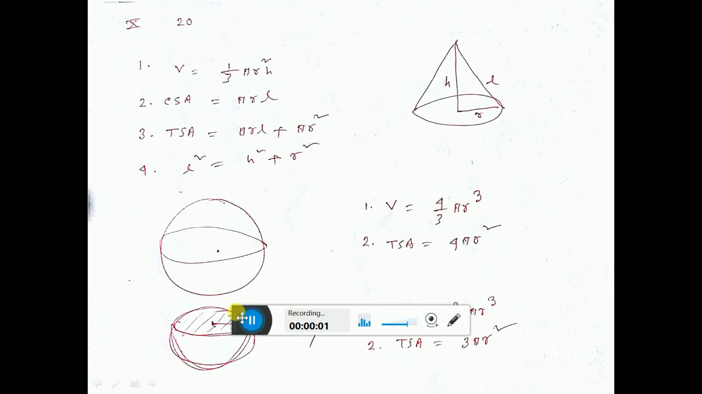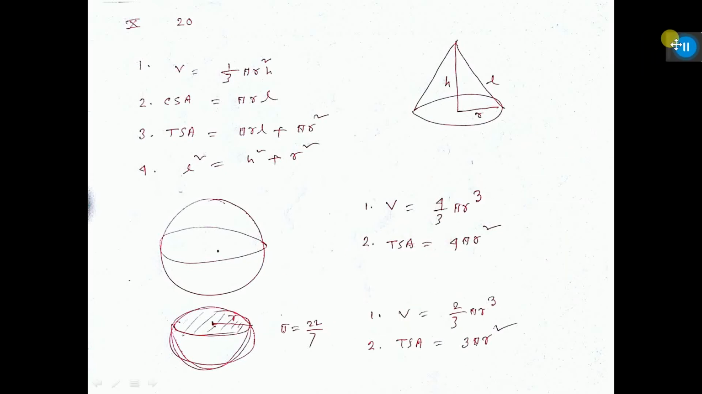Now see, let us learn cone. This is a cone shape diagram. The example of a cone is the cap of a groom. This is an example.